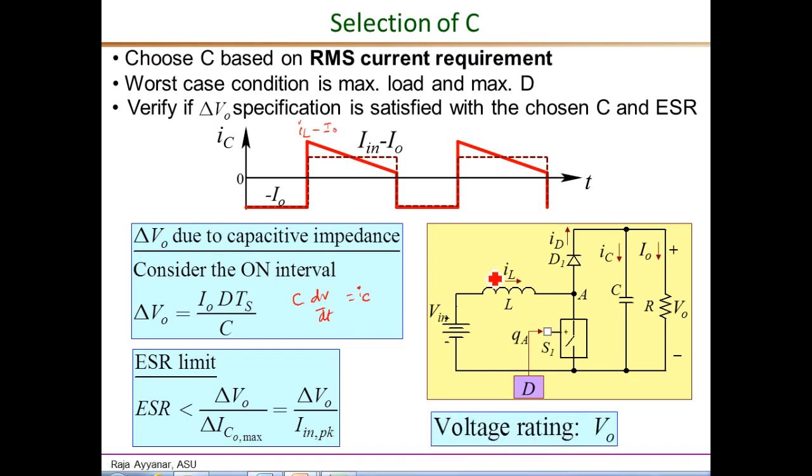And finally, the voltage rating should be the maximum output voltage VO. So essentially, we need to meet 4 requirements for the capacitor selection: the voltage rating, the RMS current rating, and the C and the ESR values as given by this expression.